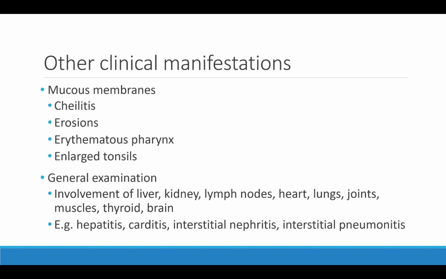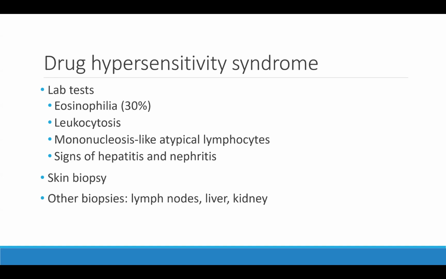On general examination, remember to look for involvement of the liver, kidney, lymph nodes, heart, lungs, joints, muscles, thyroid, and brain. For example, patients may develop hepatitis, carditis, interstitial nephritis, or interstitial pneumonitis. In 30% of patients, they have eosinophilia on the lab test. They may also develop leukocytosis, mononucleosis like atypical lymphocytes, signs of hepatitis and nephritis, and patients may have a skin biopsy or other biopsies of lymph nodes, liver, or kidneys.